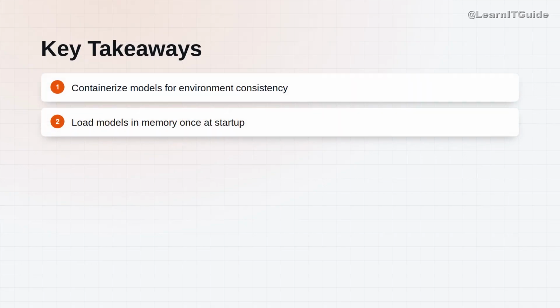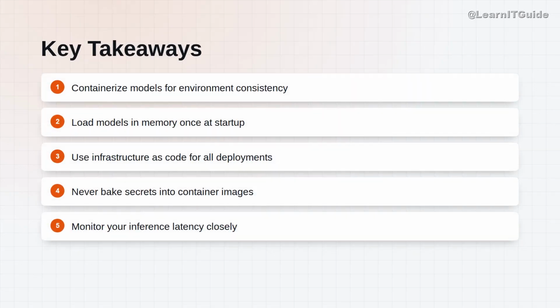Let us recap. Containerize your models to ensure they run the same way everywhere. Load your model into memory at startup to keep latency low. Use infrastructure as code to make your setup reproducible. Never bake secrets like database passwords or cloud keys directly into your container images. Finally, monitor your inference latency because it will change as your traffic scales. You now have a production-ready model deployment workflow.